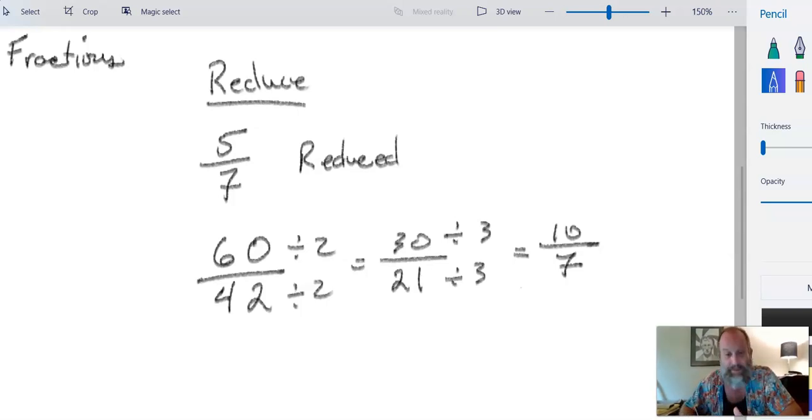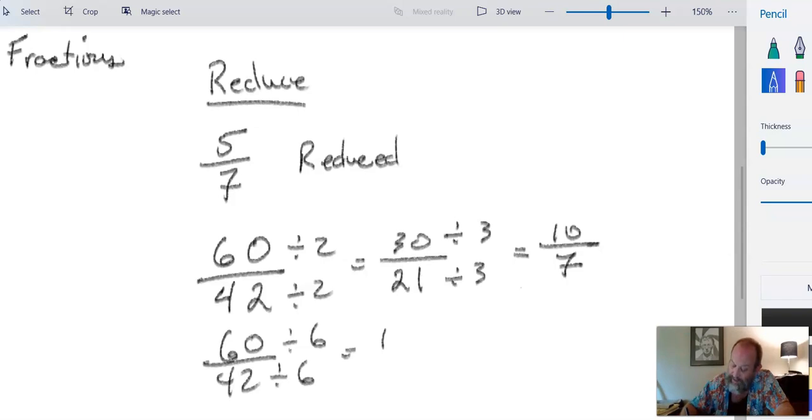And I want to point out something else here too. In the last example we divided by 2 three times, right? Well, if I multiply 2 by itself 3 times, that gives me 8, and that actually was the greatest common factor. If we look here, between 60 and 42, the greatest common factor is 6. If you happen to spot that, you could have jumped straight to the answer, right? If I just divided by 6, I would have gotten 10 over 7 right away.